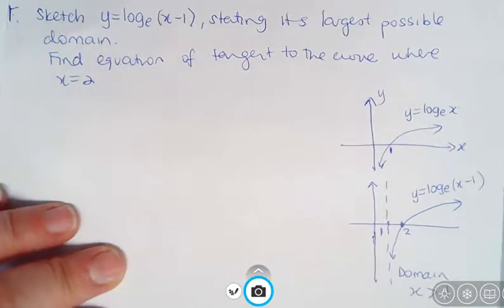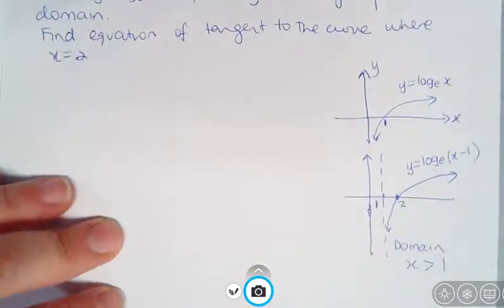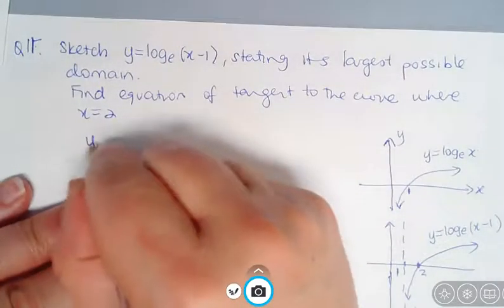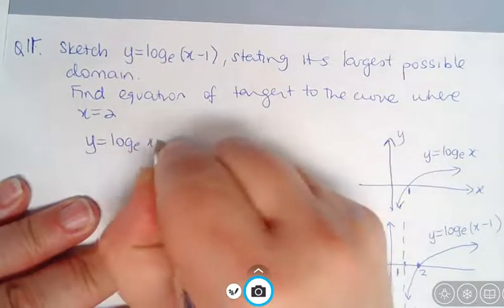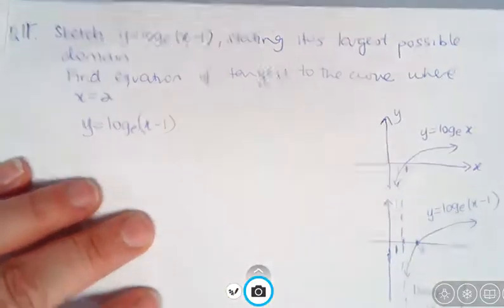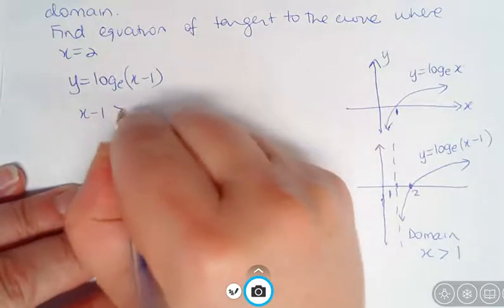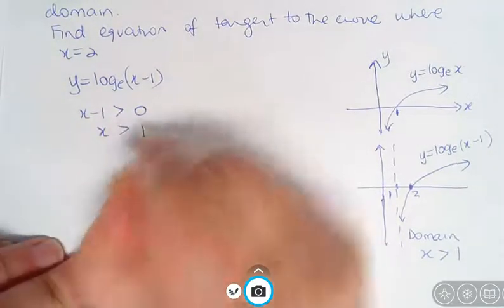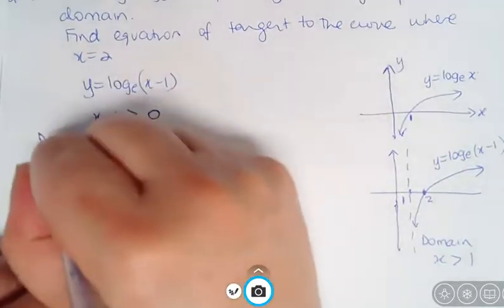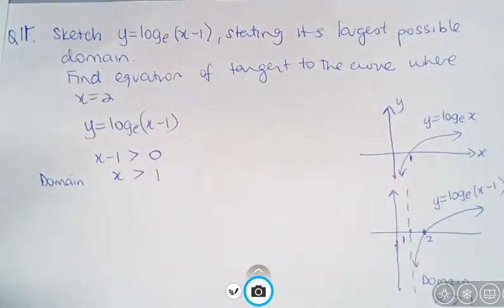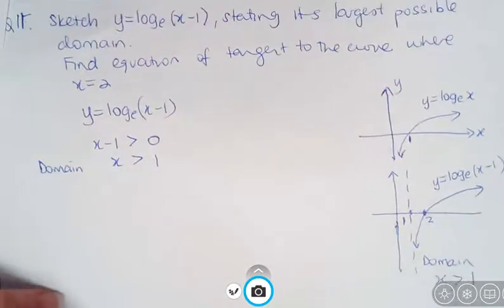However, what we could have done is we could have looked at the original function. Okay, so if I go back and look at the original function of y equals log to the base e of x minus 1, the other way we could have worked out the domain is that I know that this x minus 1 has to be greater than 0, so therefore x has to be greater than 1, and that's my domain. Now, so we've looked at that, and now the equation of the tangent to the curve. We've done all this in prelim, so you're now just doing it with log functions.